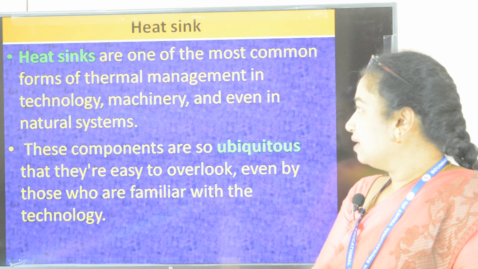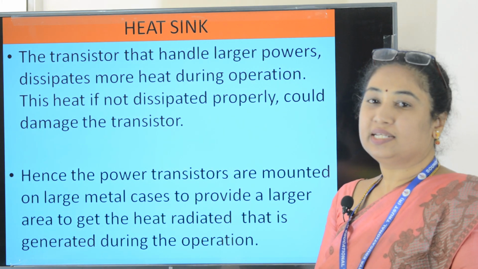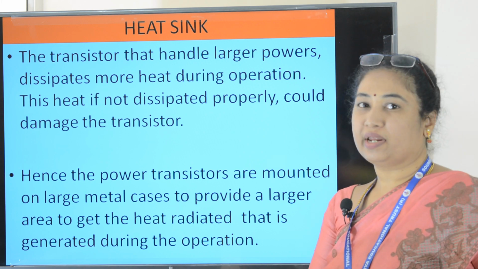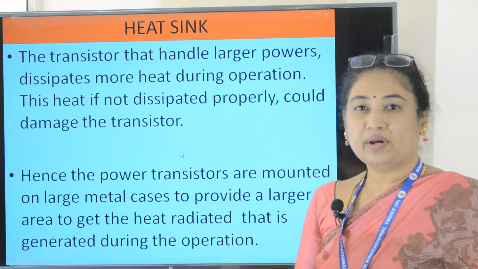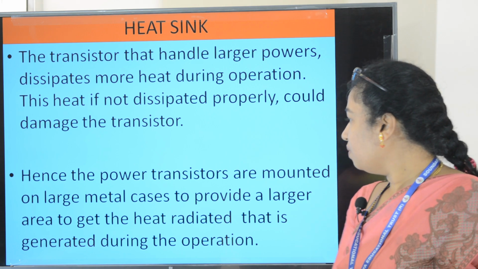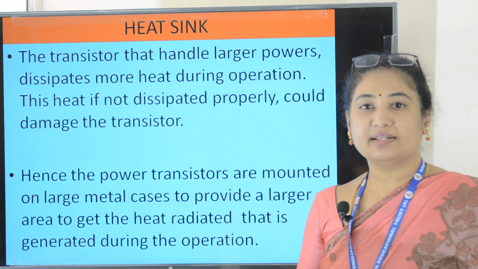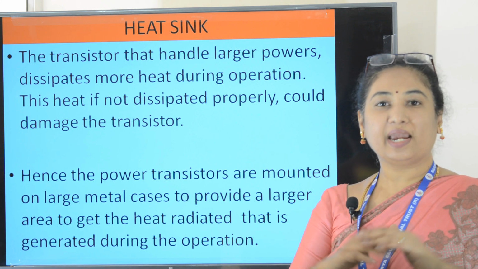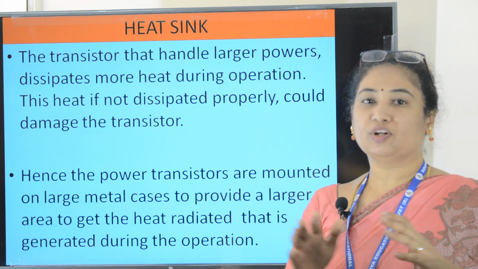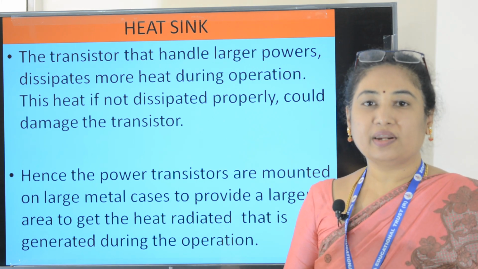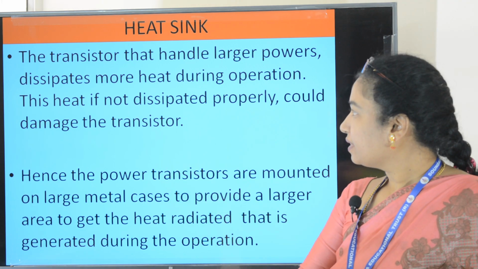Even those who are familiar with the technology come across a very important parameter called the heat sink. Now, a transistor that can handle larger power dissipates more heat during operation. The heat that is not dissipated properly inside the transistor is going to damage it. So the heat accumulated inside the system has to be radiated or taken out so that the transistor or any other electronic component will not burn. This is the main area we need to focus on.